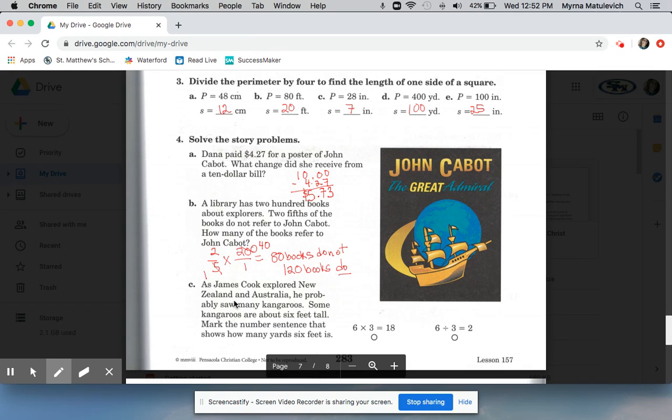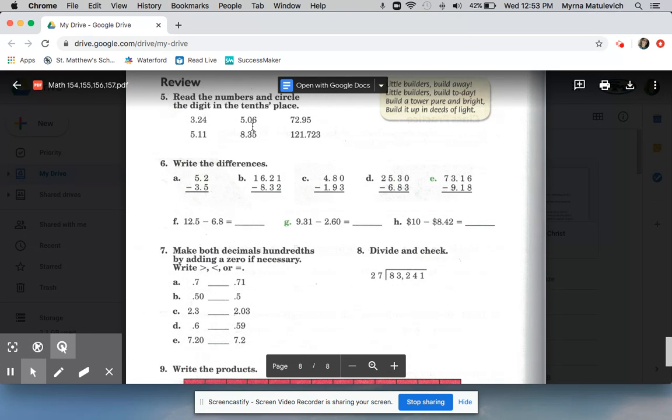As James Cook explored New Zealand and Australia, he probably saw many kangaroos. Some kangaroos are about 6 feet tall. Mark the number sentence that shows how many yards 6 feet is. Feet to yards, divide, of course, and our special number is 3. Review. Read the numbers and circle the digit in the tens place.